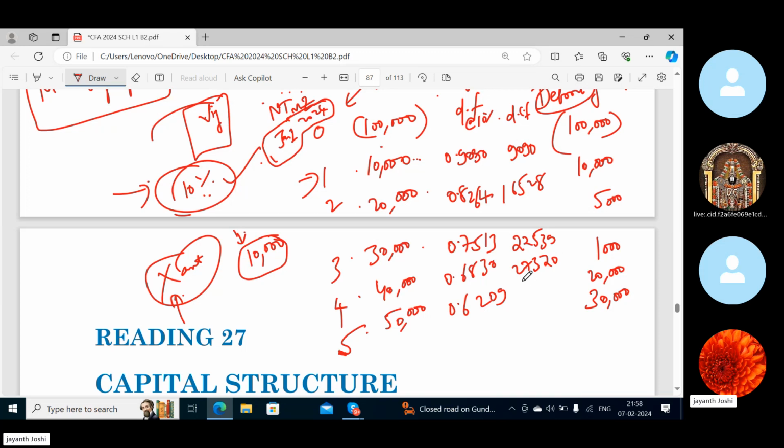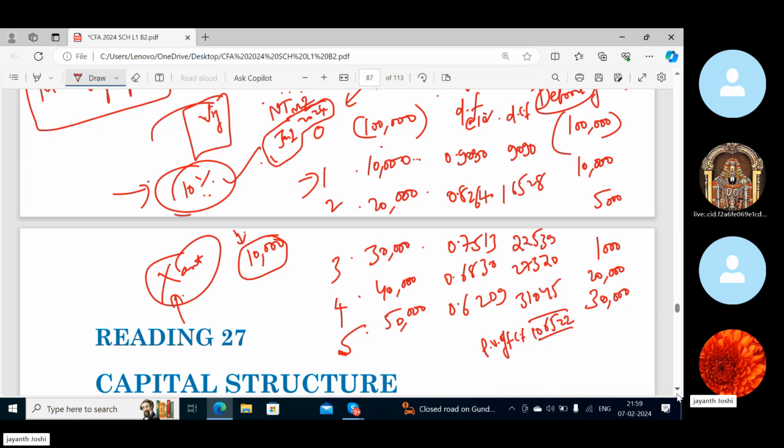50,000 into 0.6209. So now we will add up all these values. We are getting 1,06,522. This is the present value of future cash flows.